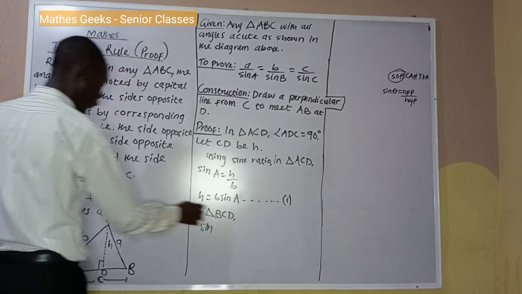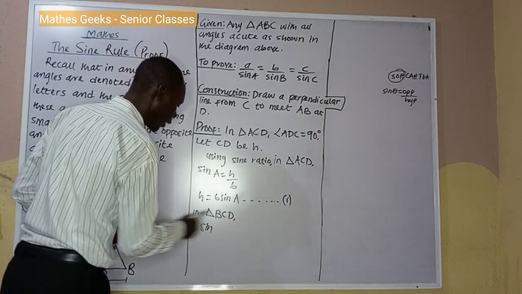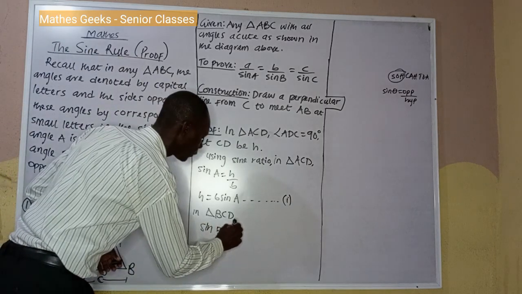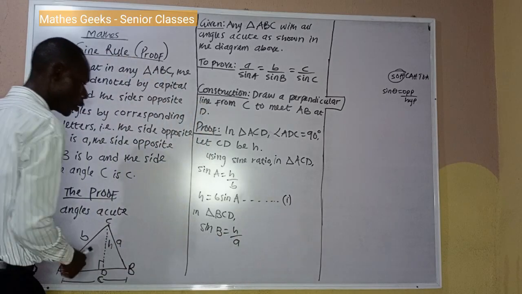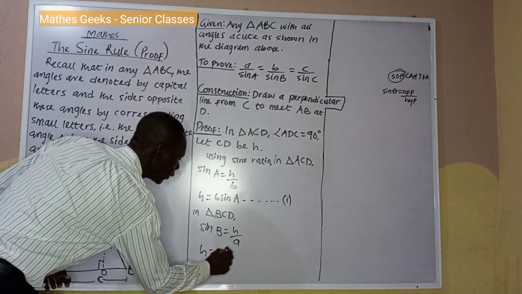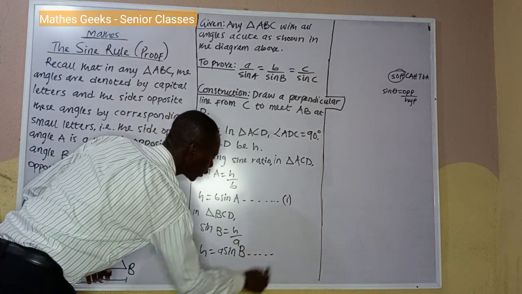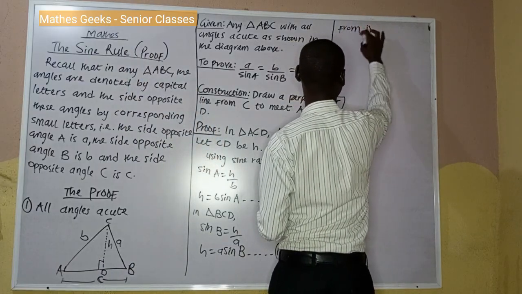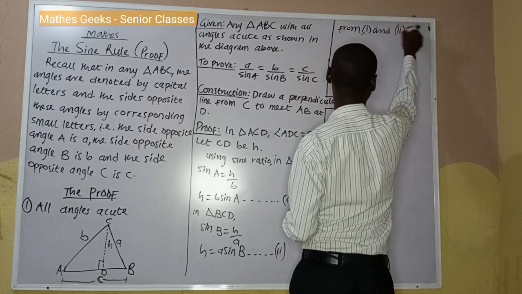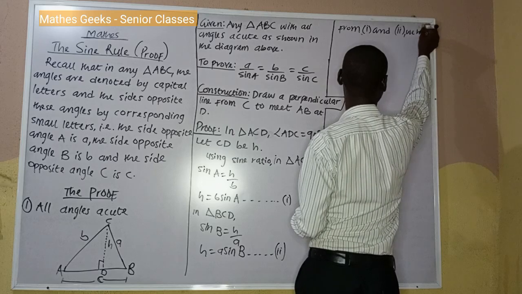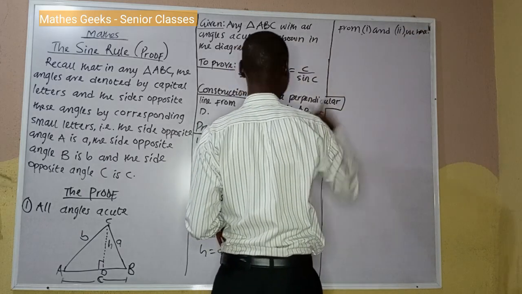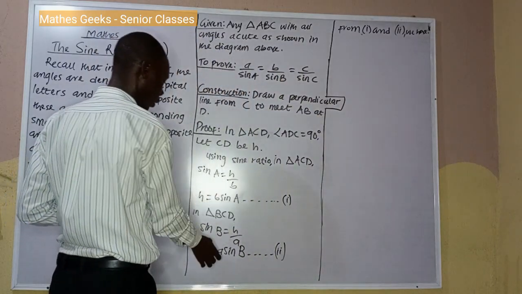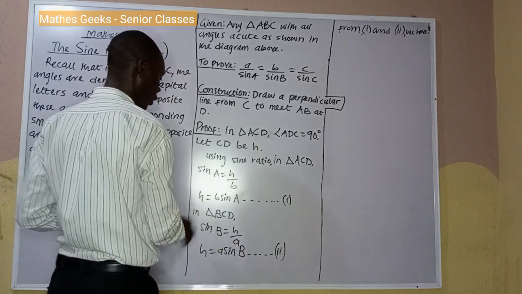Now we are going to get the sine ratio from triangle BCD. In triangle BCD, sine B is equal to the opposite h over the hypotenuse a, and that gives us h is equal to a sine B. Let's call this equation 2. So from equation 1 and equation 2, we have h equal to b sine A and h equal to a sine B. Both of them are equal to h, so they are equal.